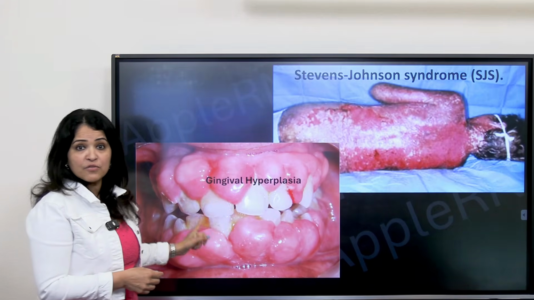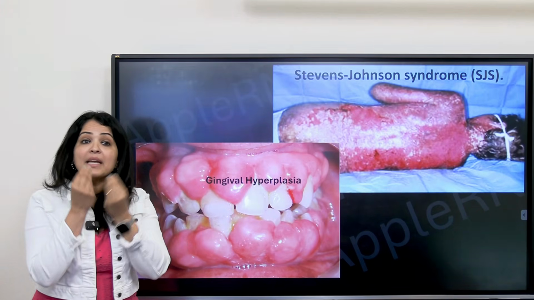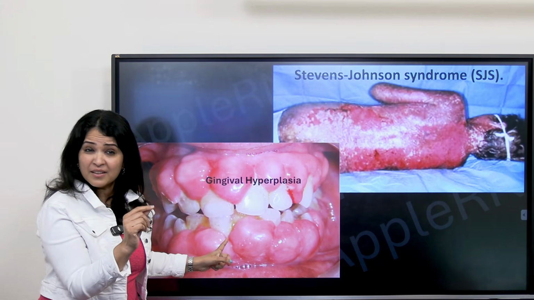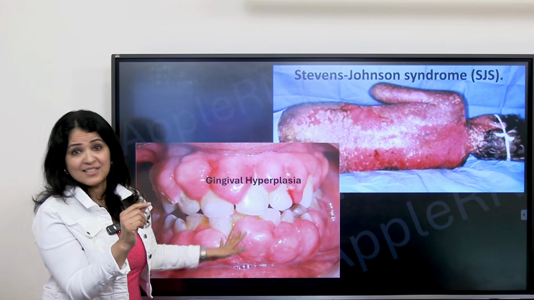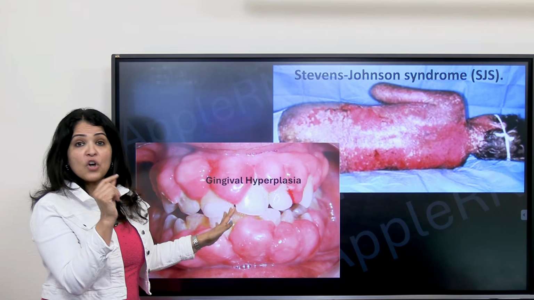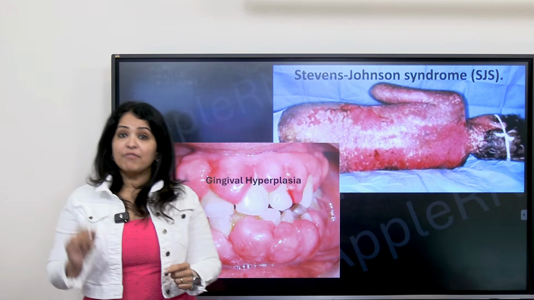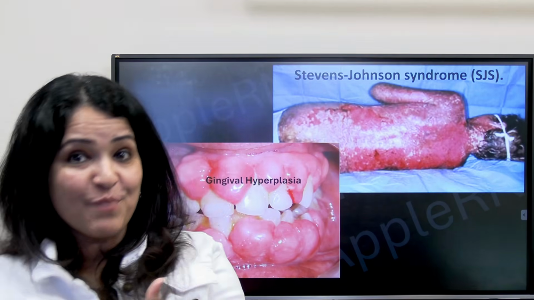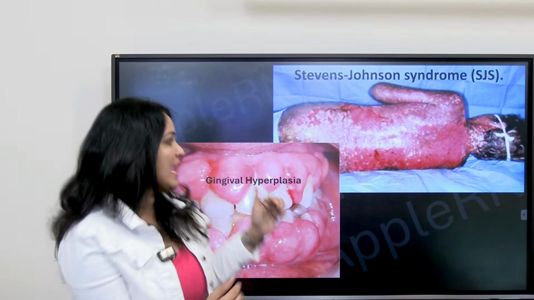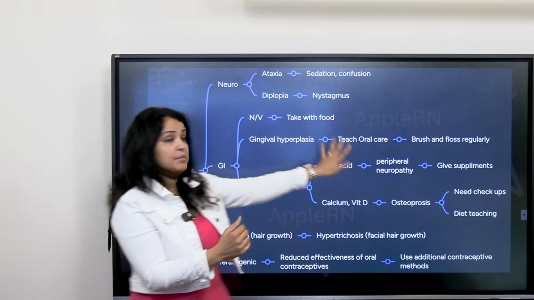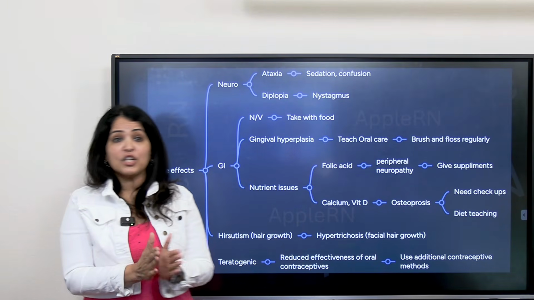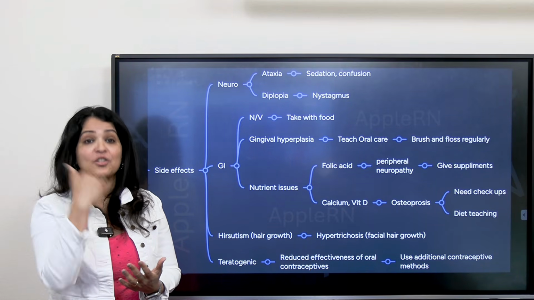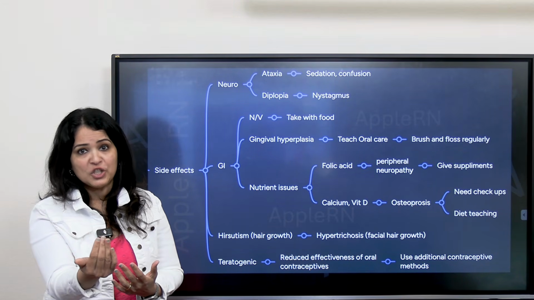And you can see that there, gingival hyperplasia, where the gum is kind of growing and then it can bleed. It's painful and it can bleed, and this is a bad situation. So whenever somebody is given phenytoin, we need to tell them to be preventive, act before this happens. Okay, so we have to help them with teaching them oral care, brush and floss properly, and make sure that they do take care of that so it doesn't go into gingival hyperplasia.